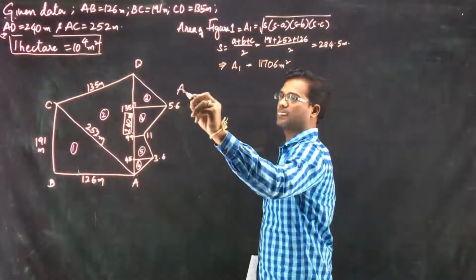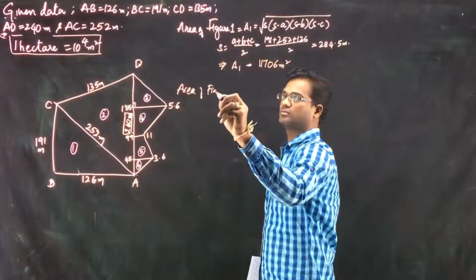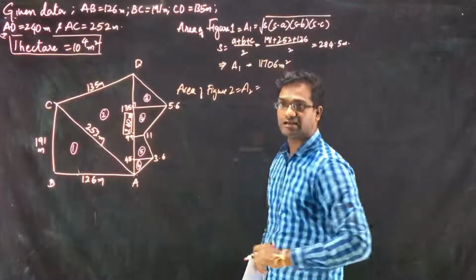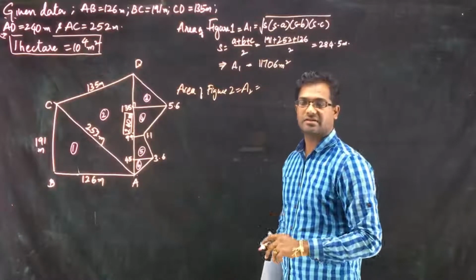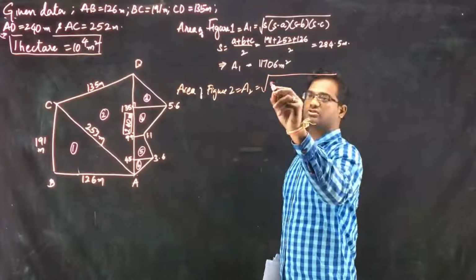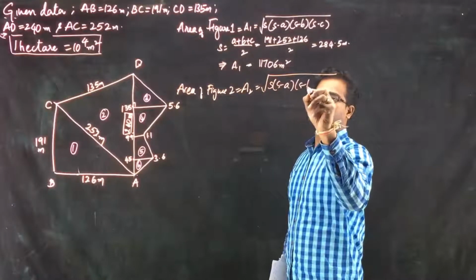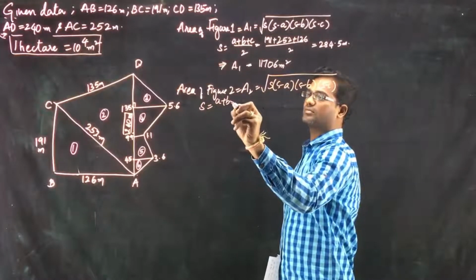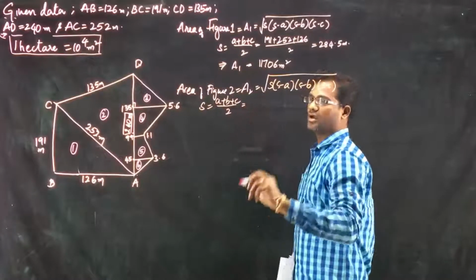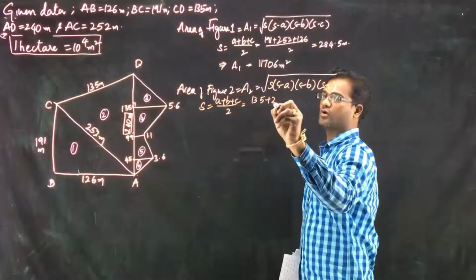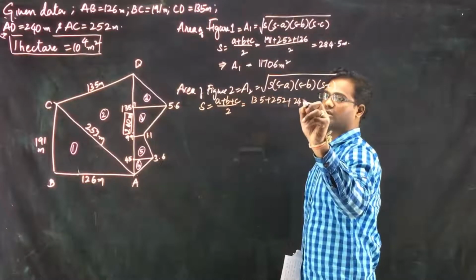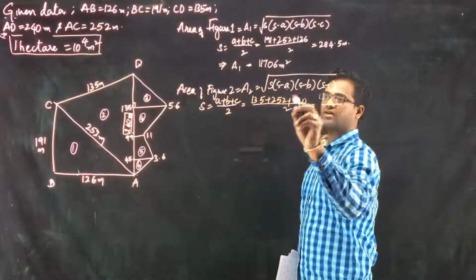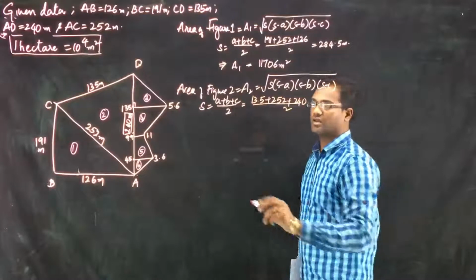Similarly, area of figure 2 can be calculated using the same formula. Again, we got 3 sides, we know the 3 lengths, so we can use the same equation, S into S minus A into S minus B into S minus C, where S is A plus B plus C by 2, that is 135 plus 252 plus 240 divided by 2. Calculate the S value and back substitute here, A, B, C values are here.